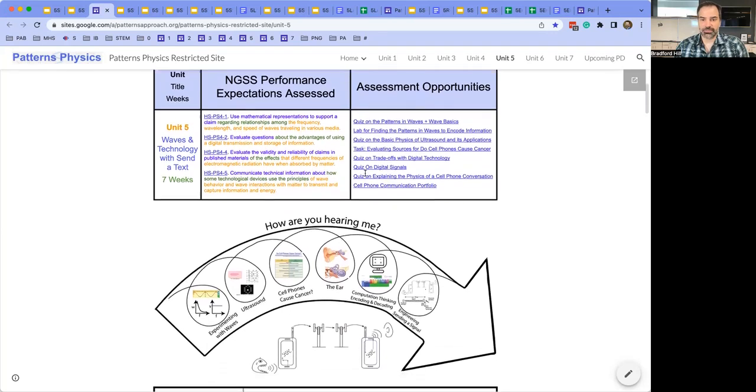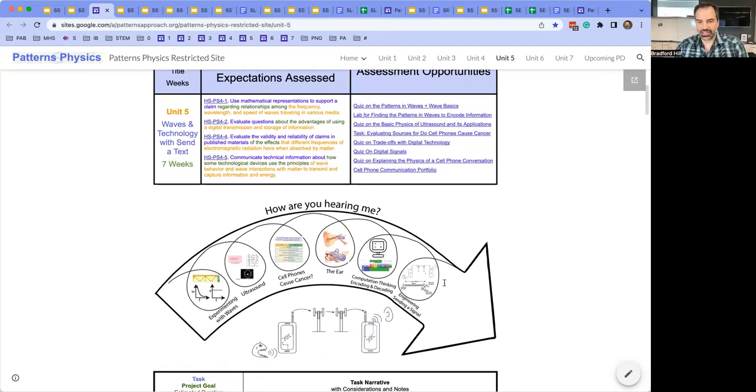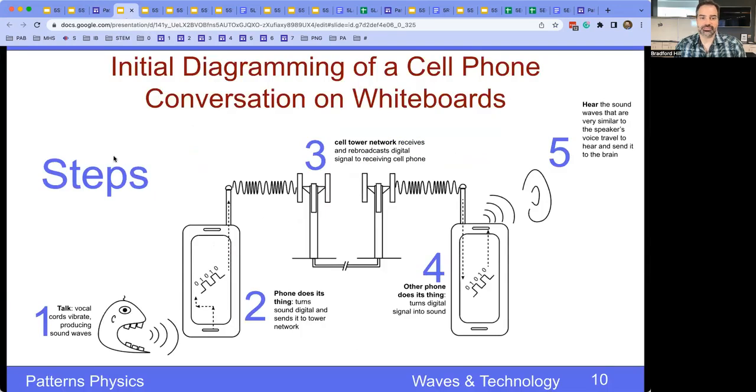So let's take them task by task. So again, it ends with them actually doing most of the good stuff of a cell phone to answer the question, how are you hearing me? All right, so kicks off with that anchoring experience that generates the pattern with waves, the wave equation. So let's take a little bit of a deeper dive here.